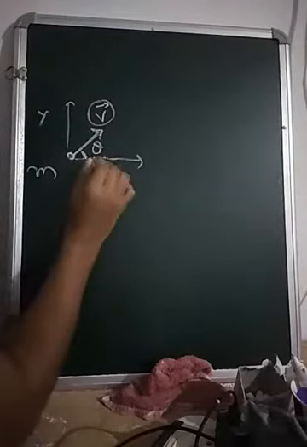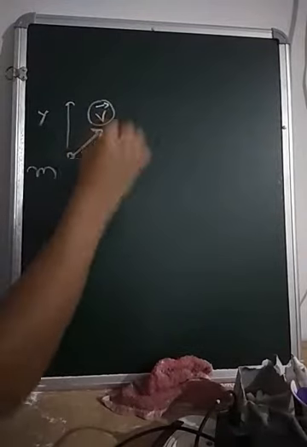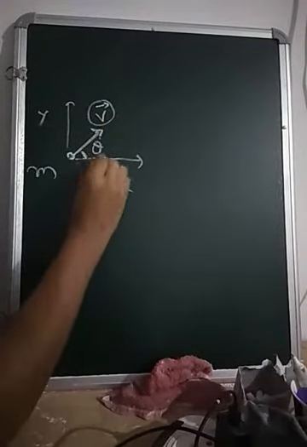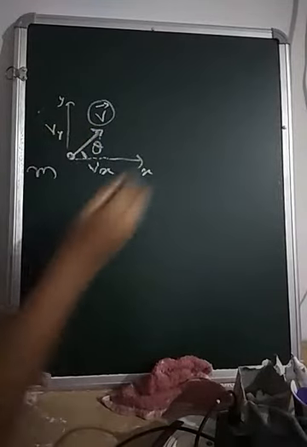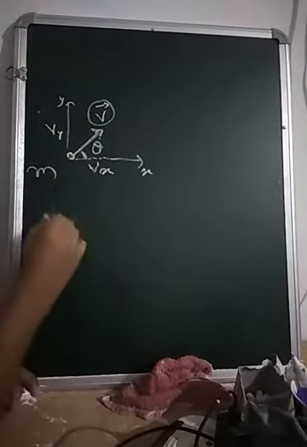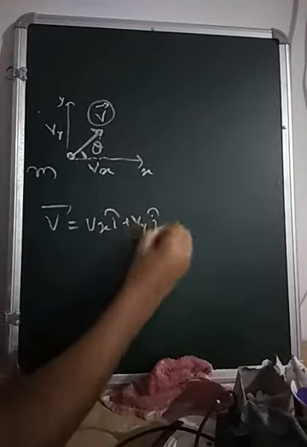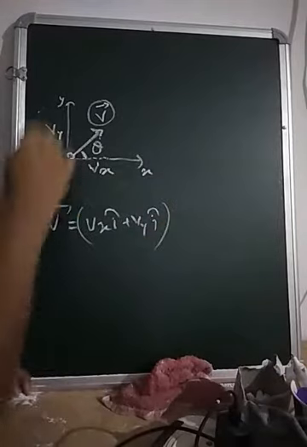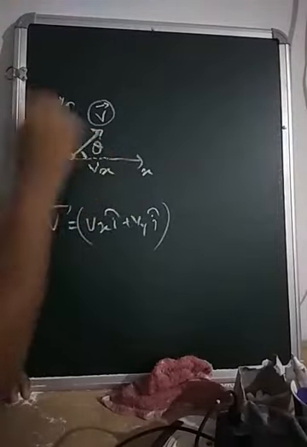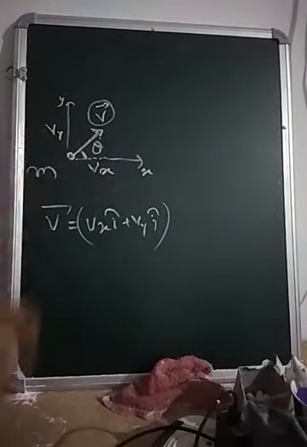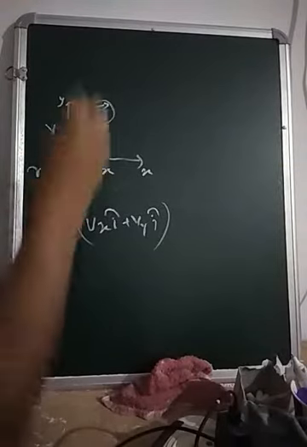So what will be the components of v along the x and y axis? Suppose this is vx and this is vy. How do we represent v? v equals vx i cap plus vy j cap. This is how we represent v. So the components of v along the x and y axis are vx i cap and vy j cap, where vx is the x component and vy is the y component of the velocity of the object.